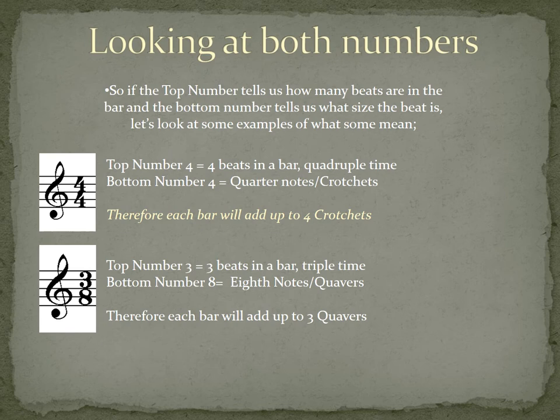The second example, top number is a 3, therefore 3 beats in a bar, simple triple time. The bottom number this time is an 8, representing eighth notes, or quavers. So therefore, each bar will add up to 3 quavers, and it will be simple triple quaver beats.